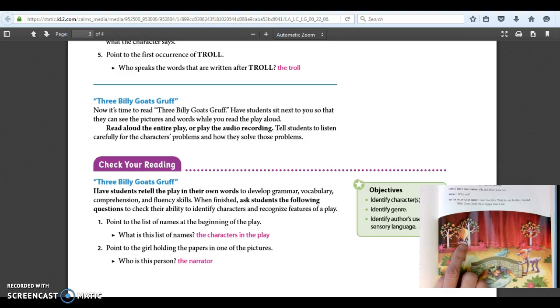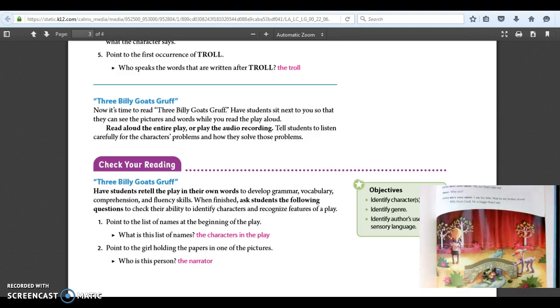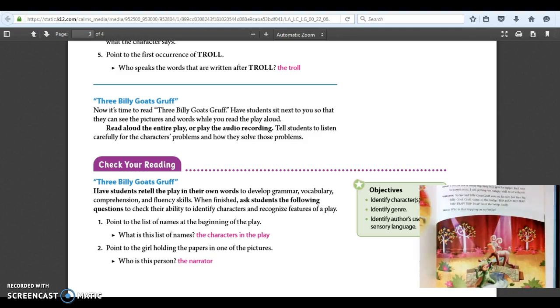Now, listen to this. When little Billy Goat Gruff crosses the bridge, the text says, trip, trap in small letters. But when big Billy Goat Gruff goes across the bridge, it says, TRIP, TRAP in all capital letters. Why do you think that is?